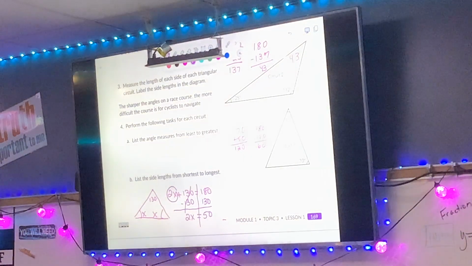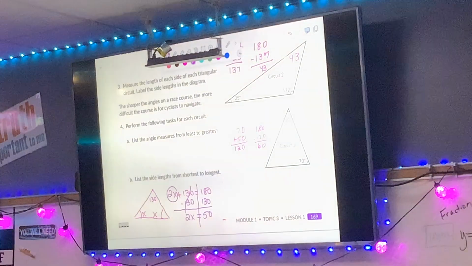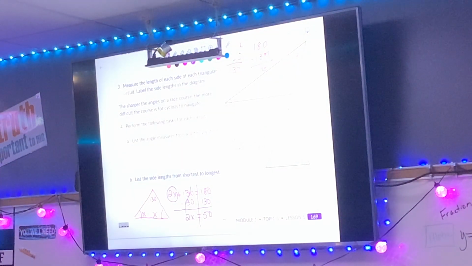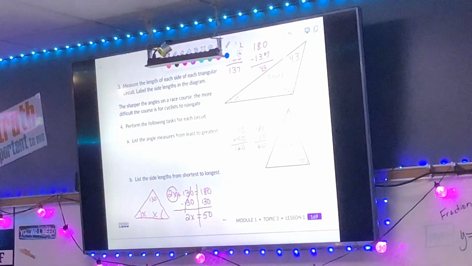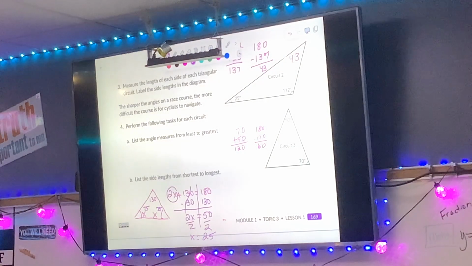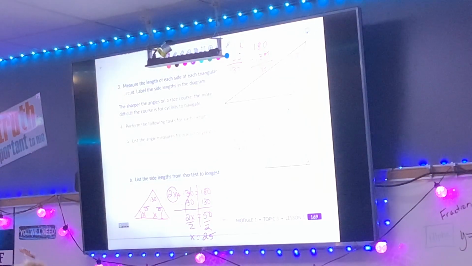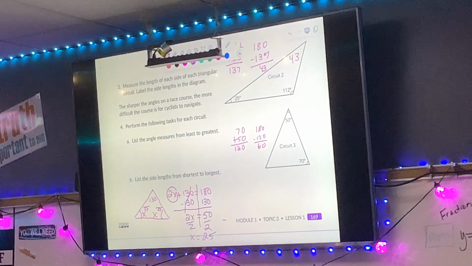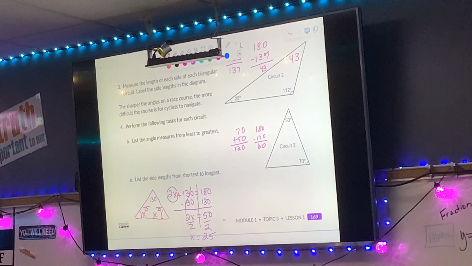And your note should look just like mine. What does it mean when it's side by side? Multiply. What's the opposite of multiplication? Division. So what is 50 divided by 2? 25. So both of those angles are 25. Could you put that in your calculator? 130 plus 25 plus 25 to see if it gives you 180? Okay.